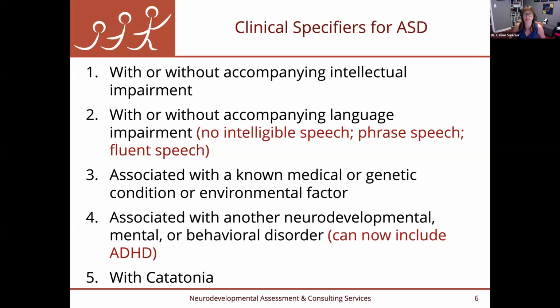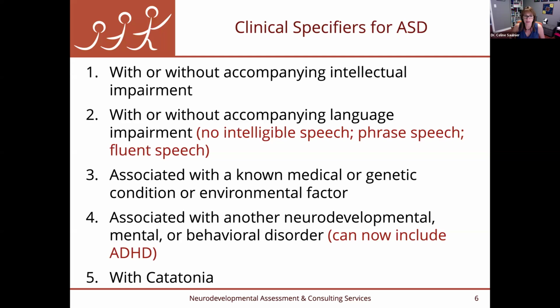And this is a good place to describe the type of language. Maybe the individual has phrase speech, but it's mostly stereotyped or echoed, meaning repetitious speech. Or maybe they have full speech, but it's still not used for communication and social interaction. Or the individual is minimally to nonverbal, which is important to know. And then you're saying the autism is associated with a known medical or genetic condition.